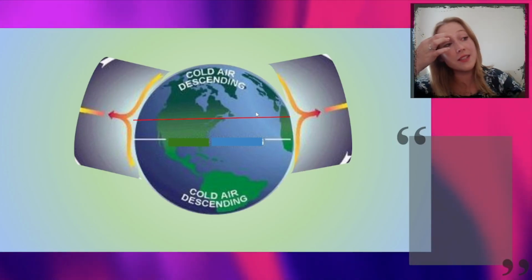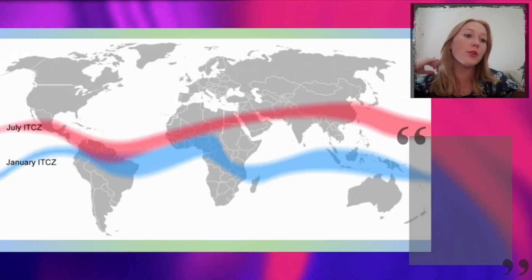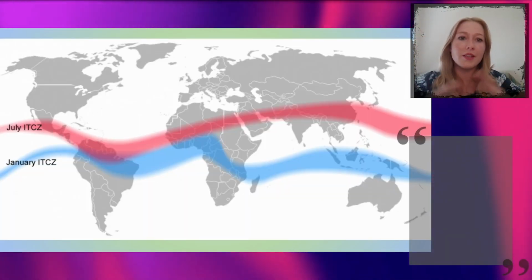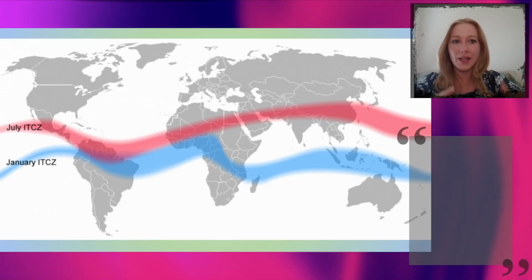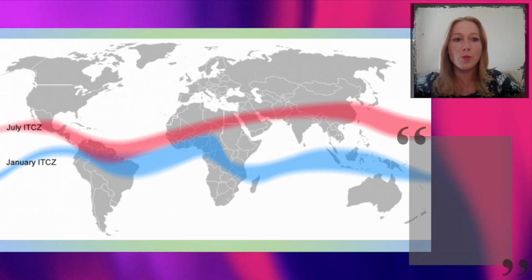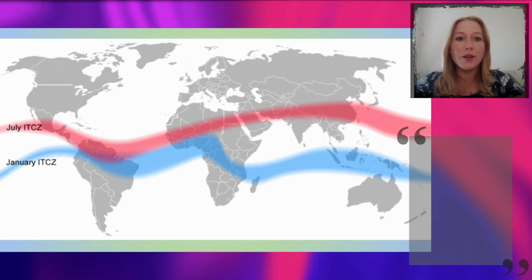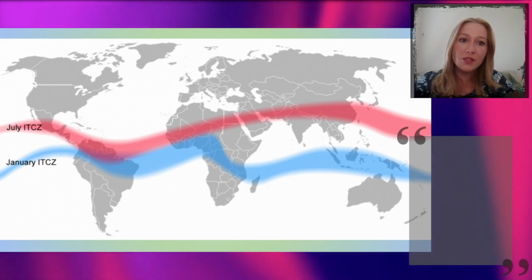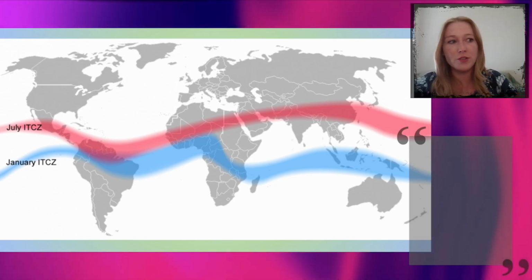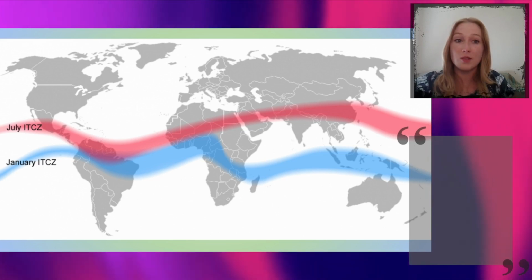The ITCZ is an important concept to know because it's almost like the equator of all things atmosphere. It's the 0 point, the starting point. When the ITCZ moves, many other atmospheric circulations and events move as well.